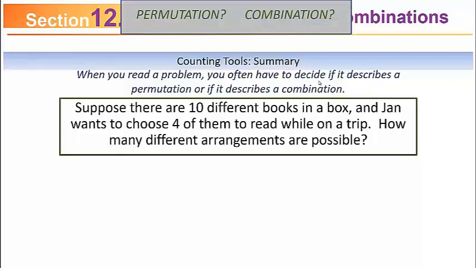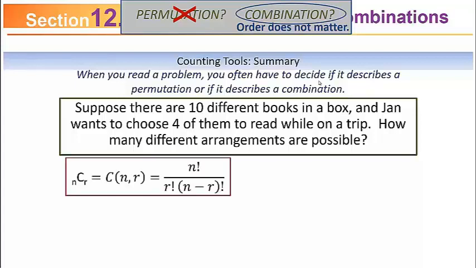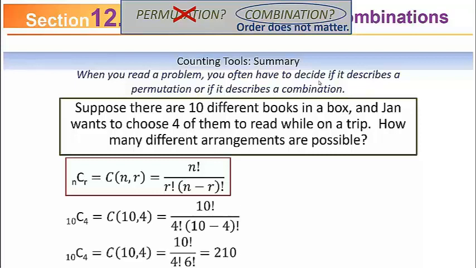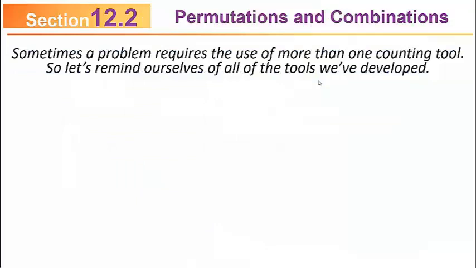That means it's a combination. Again, if you get that wrong, you're going to get the answer wrong. It's a combination because order does not matter. Once you figure that out, you use the combination formula, again plugging 10 in for n and 4 in for r, and you end up with 10 factorial over the product of 4 factorial and 6 factorial, and that comes out to be 210. Sometimes a problem requires the use of more than one counting tool.